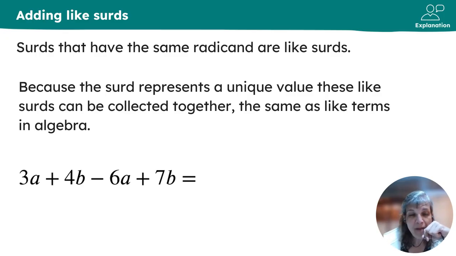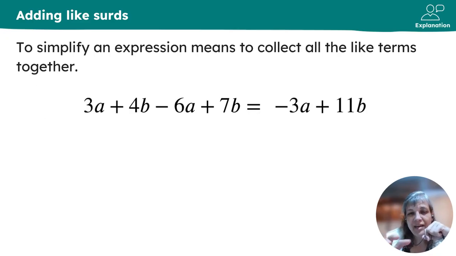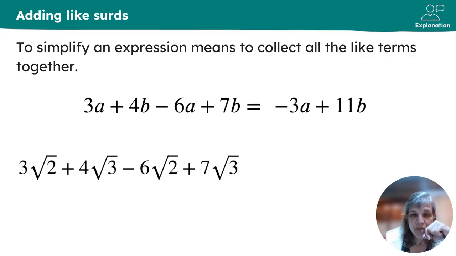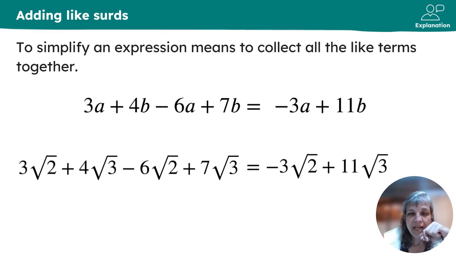You could collect 3a, 4b, 6a, 7b, and you would end up collecting all the a's together and all the b's together. Well, that same thing, you could have 3 root 2, basically having your a be root 2 and your b be root 3, and you can see that you could just add them up. So you would collect all the things that are root 2 and get minus 3, and collect all the things that are root 3 and get 11 of them.